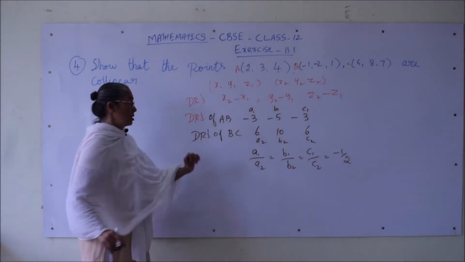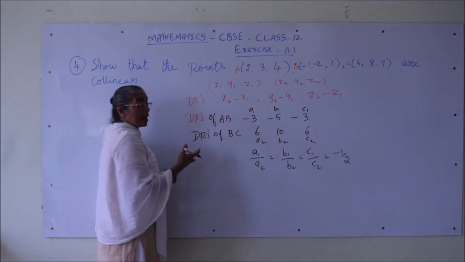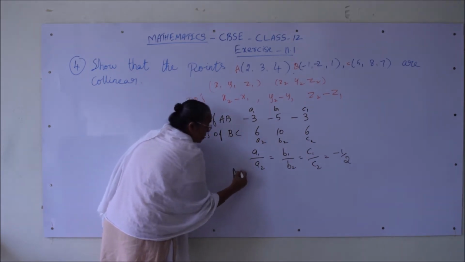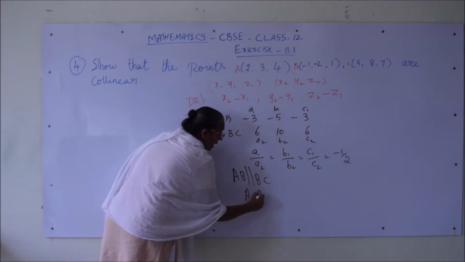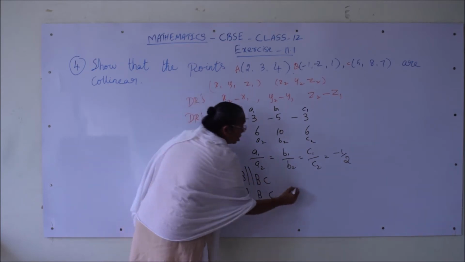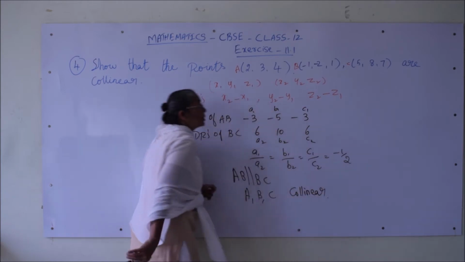Am I right? Yes. So, their DRs are in proportion, which implies AB is parallel to BC, but B is a common point, which implies the points A, B, C are collinear. That means they are lying on the same line.